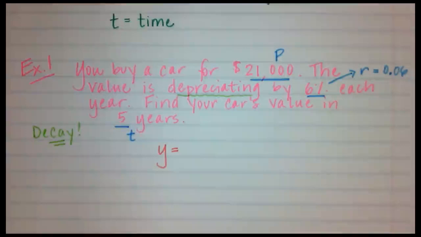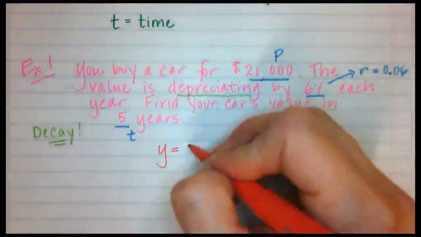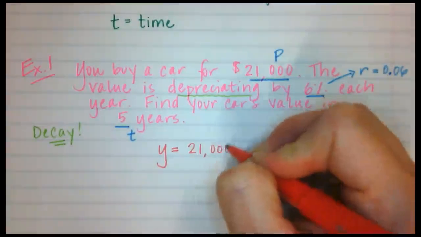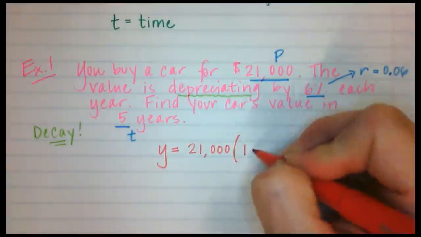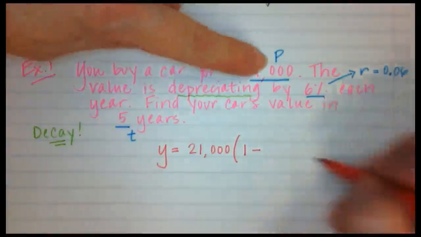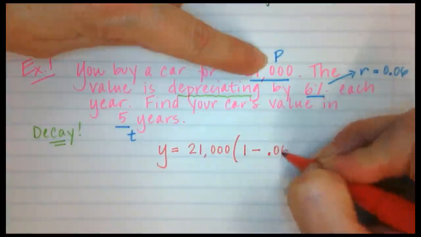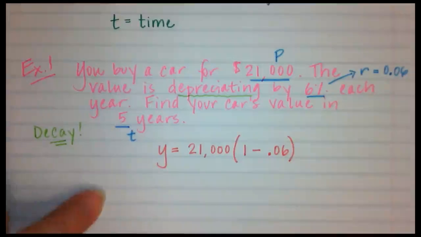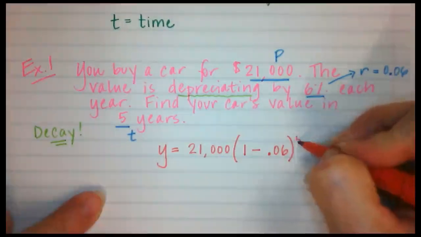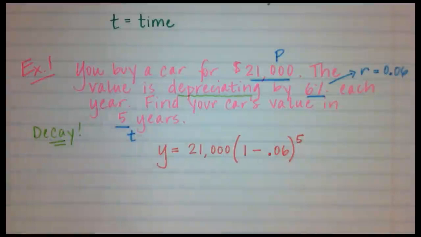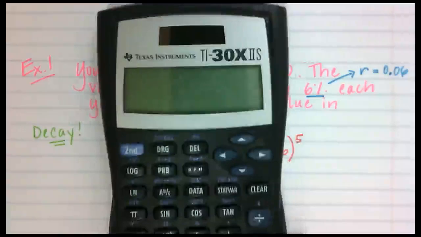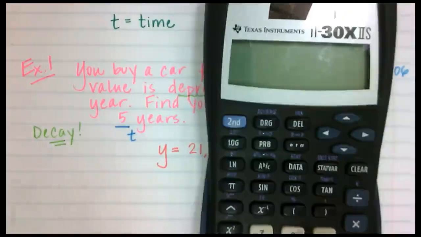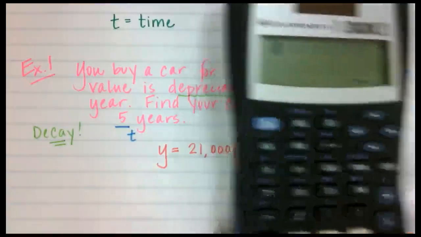All right, the initial or starting amount was $21,000. It is decaying, so we have 1 minus the r, which is 0.06. And we want to find the value of the car in 5 years, so the t is 5. So at this point, we're going to grab our calculator. Let's see if we can get this to show up so you can follow along. And I am going to type exactly how it's written.